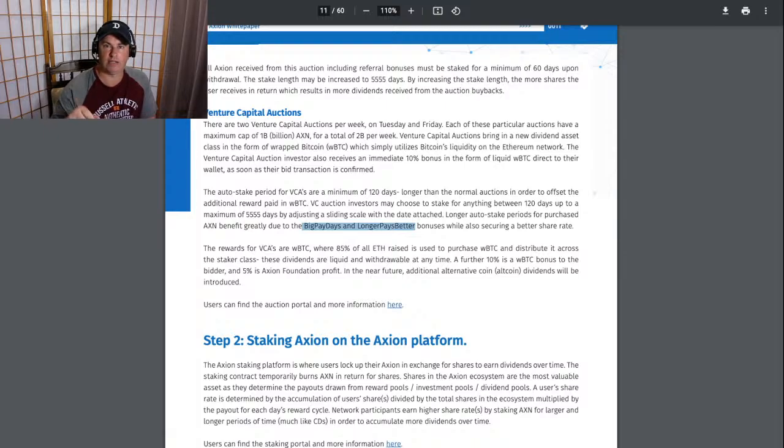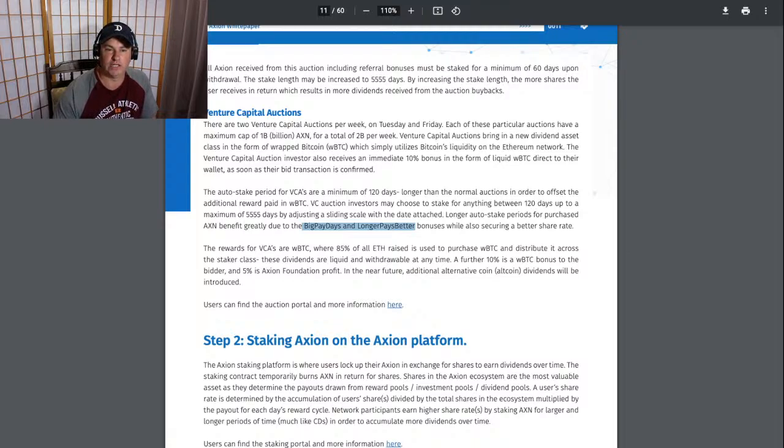But in the regular auctions, you have to wait till your stake matures to get the Axion that you got. But in the venture capital auctions, you get that wrapped Bitcoin in real time on your staking dashboard, and you can withdraw it at any time. And the fees are pretty decent to get them out too. So it's pretty awesome. And a further 10% bonus to the bidder and 5% to the Axion Foundation profit. So for the bidder, they get 10% wrapped Bitcoin back, and the Axion Foundation gets 5% of the wrapped Bitcoin for their marketing and development and stuff like that.